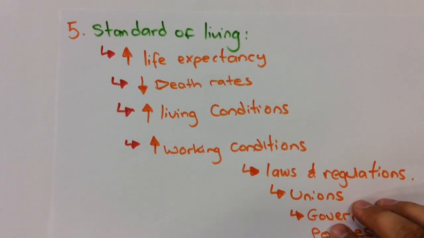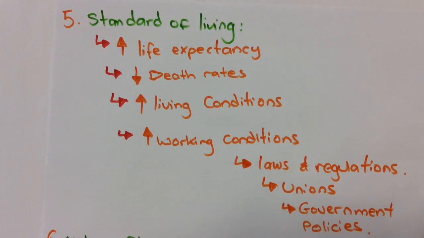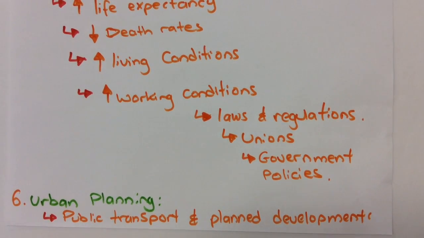Okay, during that time, the standard of living improved. There was a better life expectancy, death rates decreased, living conditions increased, and working conditions increased as a result of laws and regulations which came about from unions pushing for better conditions, pay, and fewer hours. Also, government policies and legislation helped in that process of improving working conditions. So things like children only being allowed to work for a certain number of hours a week, increased pay for those people, and better standards of working conditions.